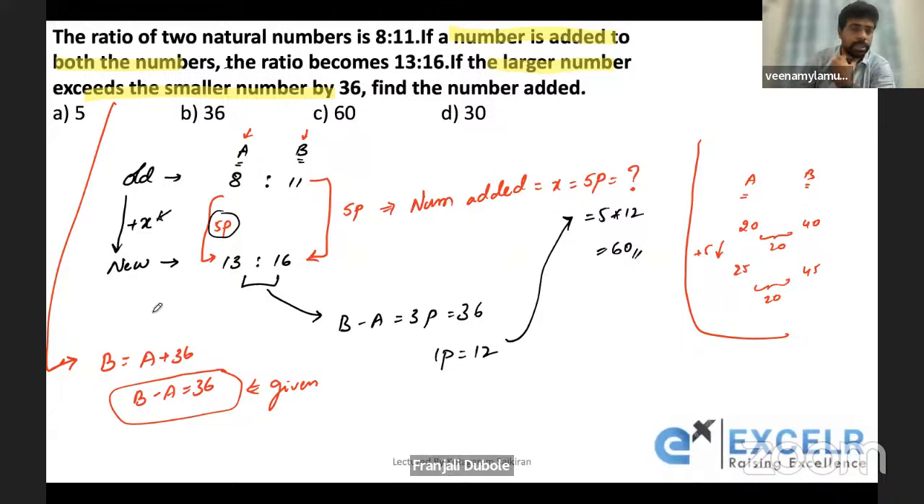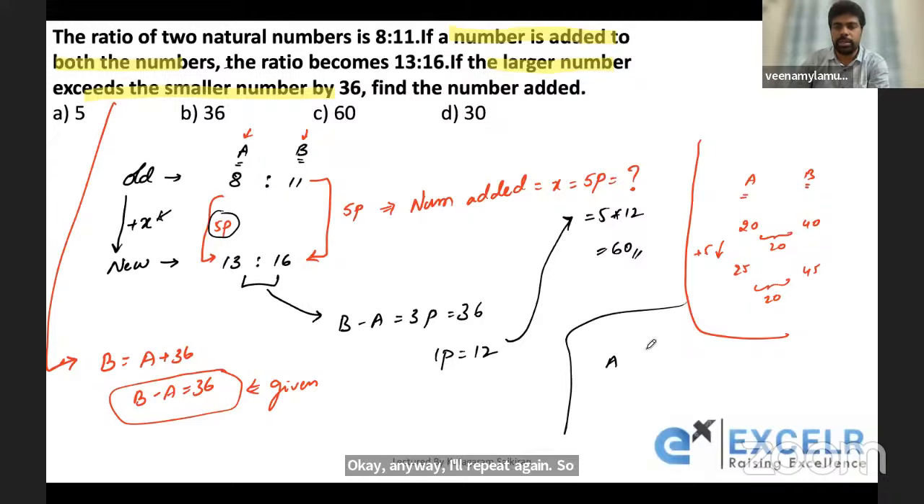How come? 3 parts is nothing but B minus A. I think Manasa, you attended the class yesterday. Did you attend the class yesterday? Okay, anyway, I'll repeat again.